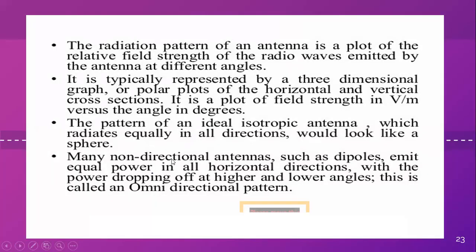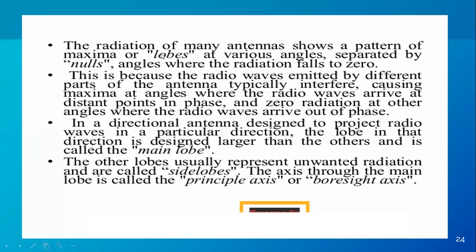So in this way, you can find it with the help of directional, omnidirectional, and other things. The radiation of many antennas shows patterns. The maxima are also known as lobes. So wherever the word lobe is used, it means the maxima portion, along with the angles separated by the null angles where the radiation falls to zero. Wherever you see 0 degrees, it means nulls. This is because the radio waves emitted by different parts of the antenna are at maximum where the waves arriving at a particular point are in phase.